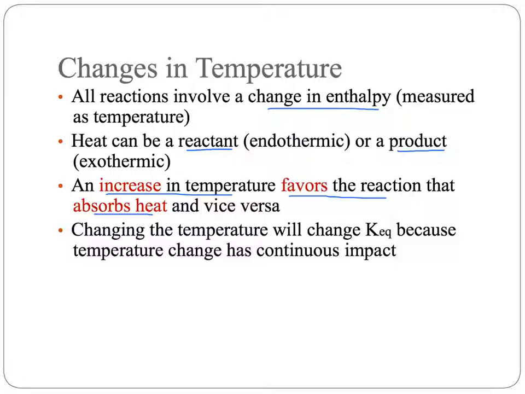Now, unlike concentration, changing the temperature will change your equilibrium constant because the temperature change has a more continuous impact. If you change the concentration, you're one time adding more reactant. But if you're increasing the overall temperature of a system, it's like you're always adding a little bit more of that reactant or that product, depending upon what would be favored by a change in temperature. So you don't have the same equilibrium constant because it's going to change the rate of either the forward or the reverse reaction to a greater extent than the opposite one, and so the ratio at the end at equilibrium will be different.